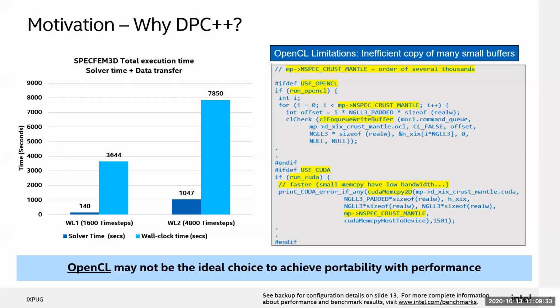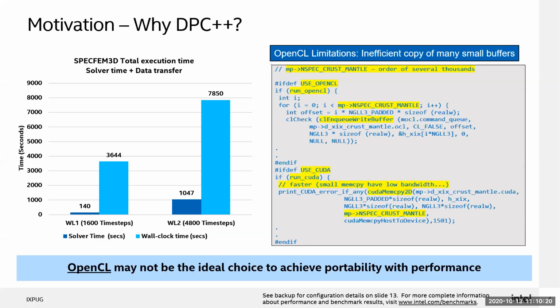But for OpenCL, the same is achieved using a loop across clEnqueueWriteBuffer calls. So what it does basically is that the efficient implementation of CUDA memcpy 2D is done in OpenCL with this intensive, time sensitive loop. If you see in this code, this nspec crust mantle is generally of the order of several thousands, and this is not the only buffer which is copied in such a way. There are so many buffers being copied to the device in a similar way. So this was definitely one of the bottlenecks we observed with the OpenCL implementation of this application.